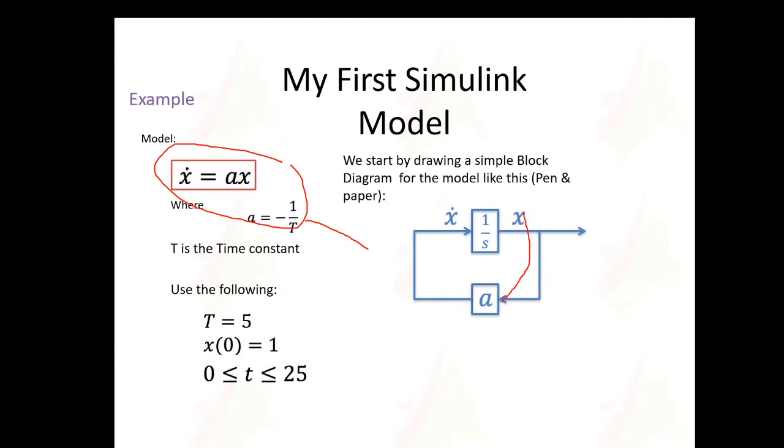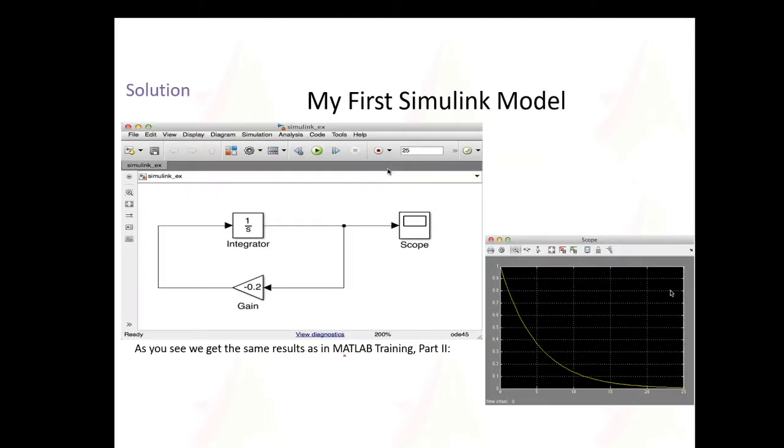The x and a are multiplied, which gives x dot. I hope you understand this one. T is the time constant. Use the following parameters to simulate this one: T equal to 5, the initial value of x is 1, and the small t ranges from 0 to 25.